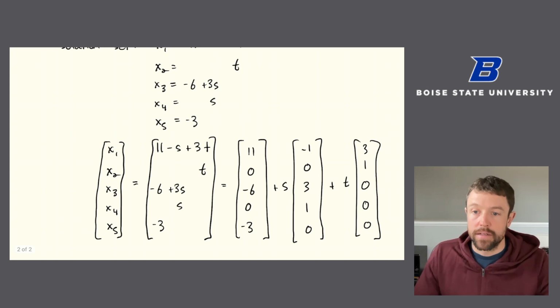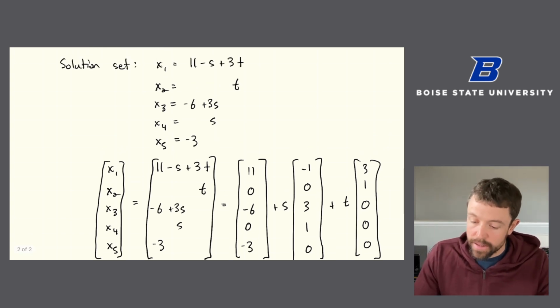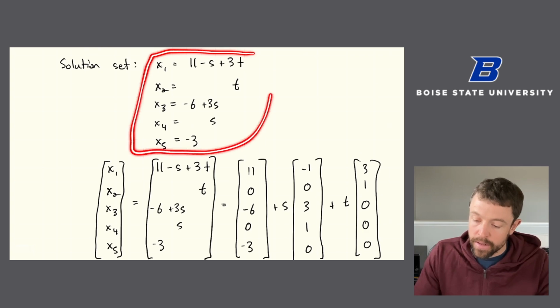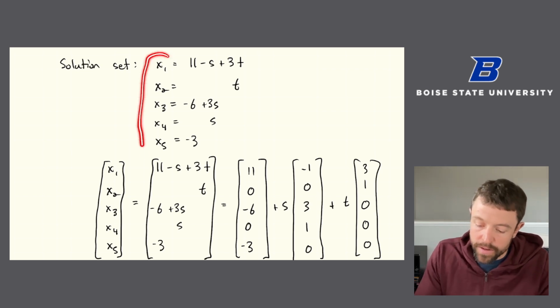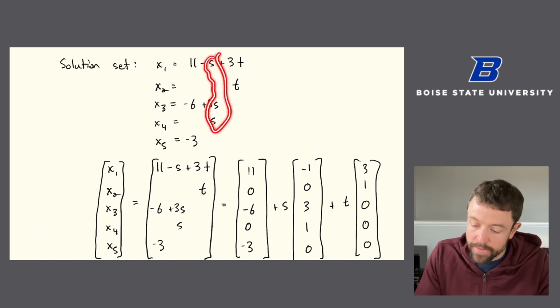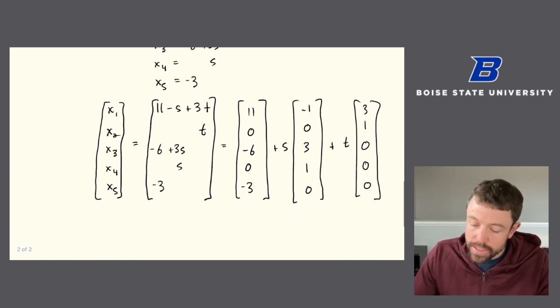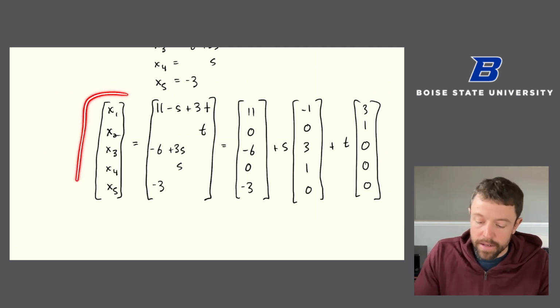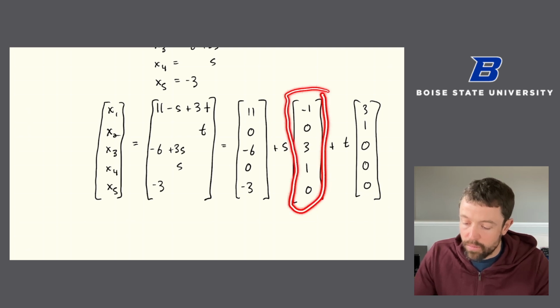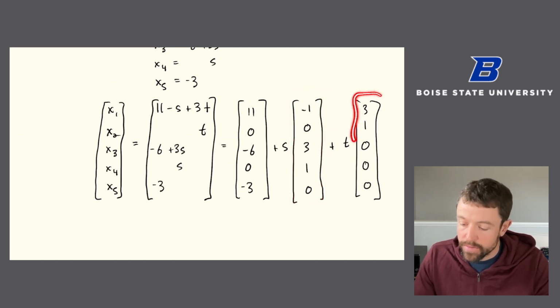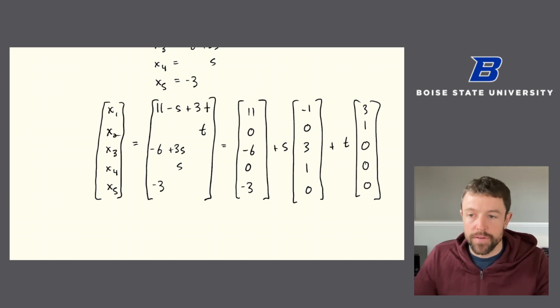And so now what I've done is I've rewritten this solution set that previously expressed relationships between what these variables had to be depending on values of S and T. And now I'm saying, actually, if we think of our solutions as vectors, we start with some vector in R5, and then we add some multiples of this one vector in R5, and then we add other multiples of this other vector in R5. And this is going to be a really useful thing, thinking of these solutions as vector equations.